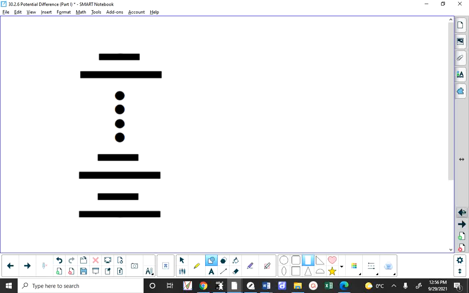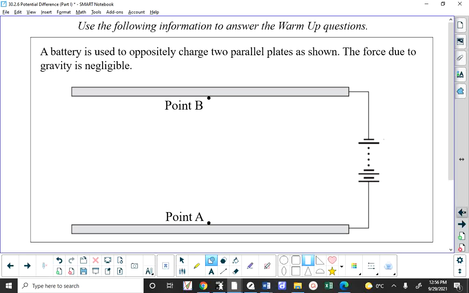So going back to this diagram, we have this situation. We have 2 points, point A and point B. Since the top plate is connected to the negative terminal of the battery, the top plate right now is negative. It's negatively charged. The bottom plate is positively charged. How does this happen? Well, is anybody in Chem 30 right now?